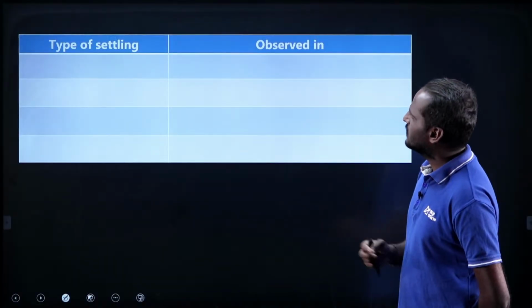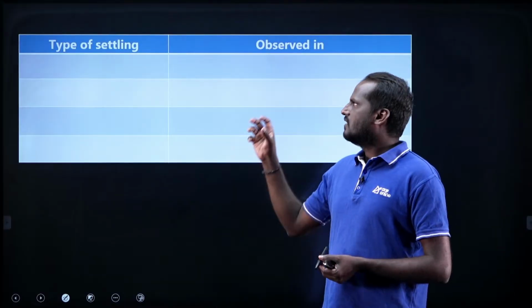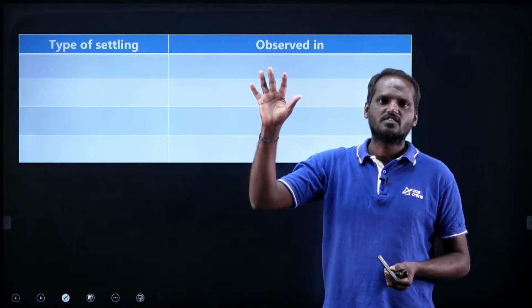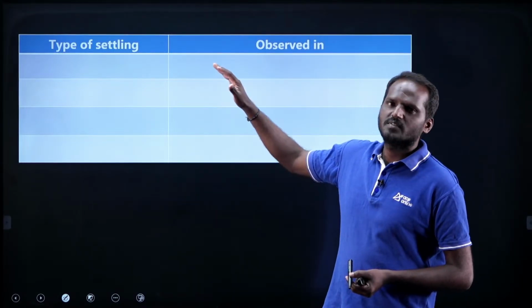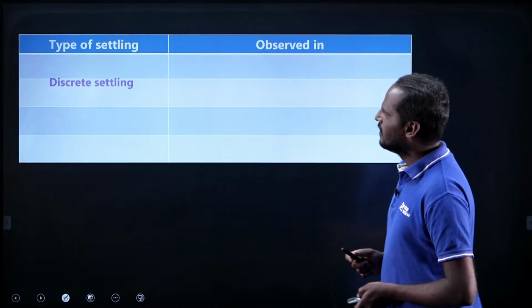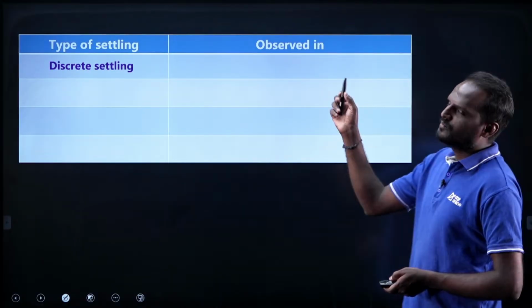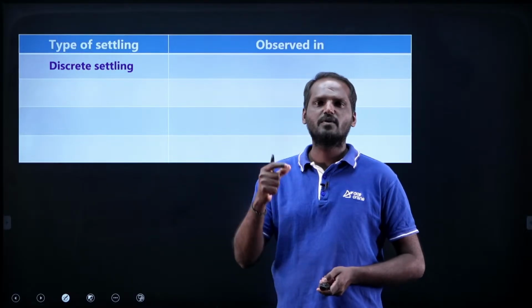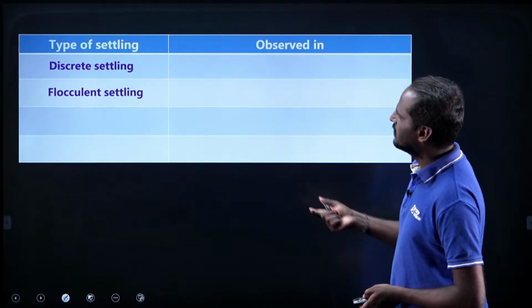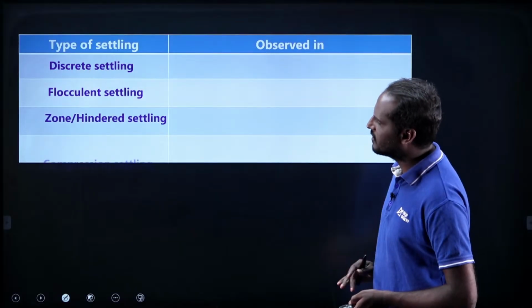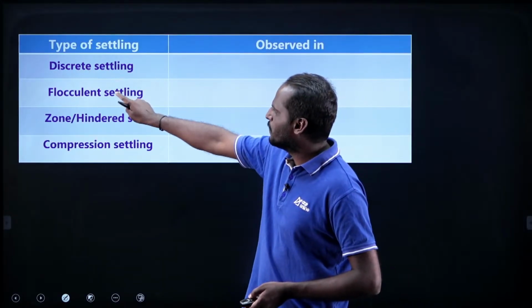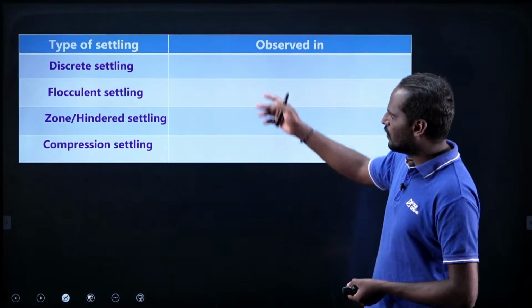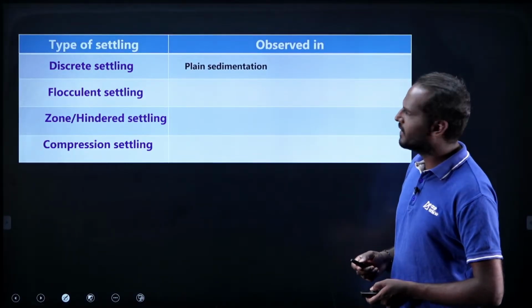Okay, the next one. See, I am providing this list of types of settling observed in entire environmental engineering. We can experience these types of settlings. You can look at the discrete settling. Where can you observe this discrete settling? Discrete settling in a dilute suspension can be observed in plain sedimentation. Let me list out what are the various settlings, right? Type 1, type 2, type 3, type 4. 4 types of settlings we can experience in the environmental engineering. Discrete observed in plain sedimentation.